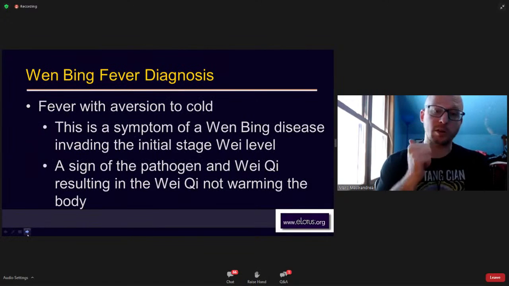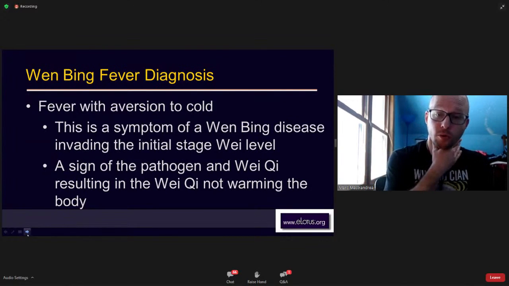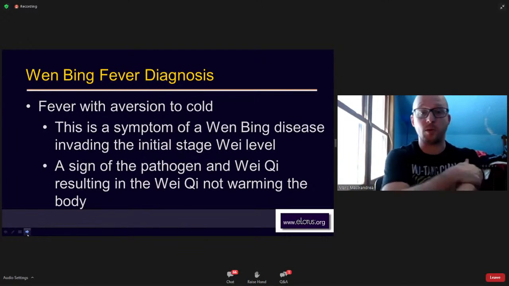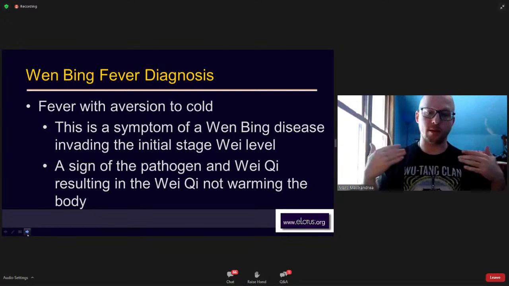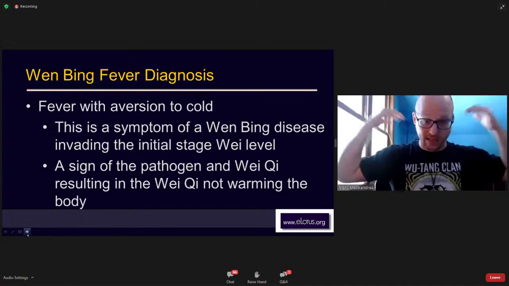So first idea though, how do we tell, say, a fever with all these other symptoms? Say we have a floating pulse, it's rapid, right? The person has a sore throat, maybe a little bit of coughing, and a fever with aversion to cold, right? This is a sign of what? A wei level pathogen, something that's coming from the outside, right? It's gotten stuck in the outside.